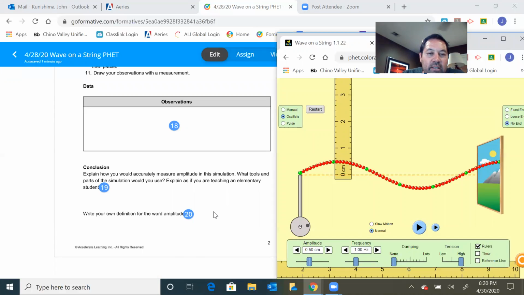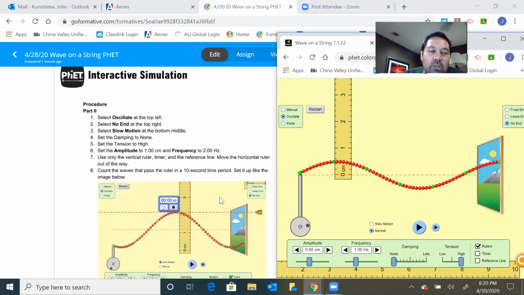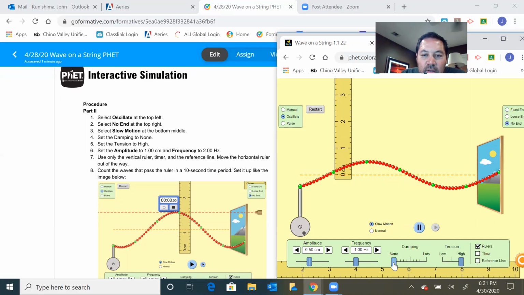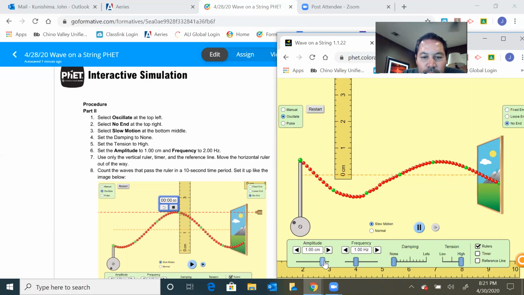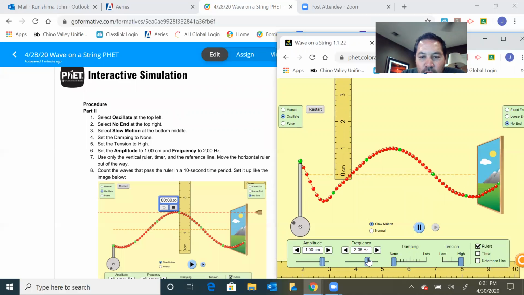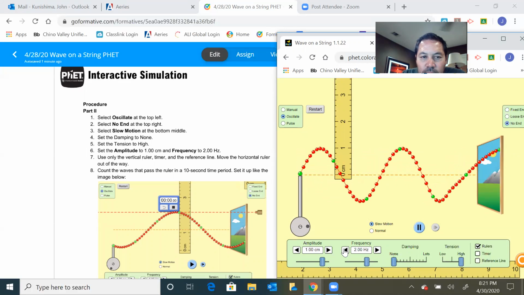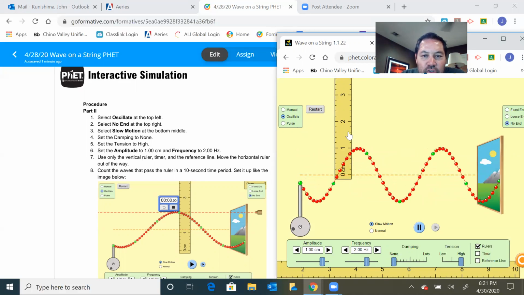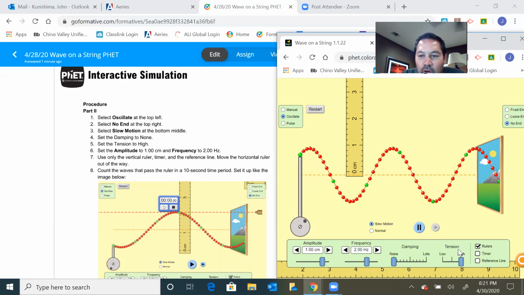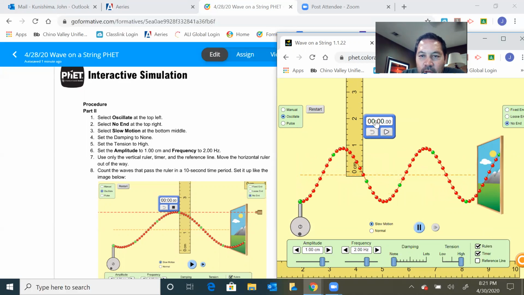Go ahead and answer question number 19, explaining the simulation, and then define the word amplitude. Since I've already kind of explained how to do this, I think I'm gonna have the same thing, but this time, let me go ahead and do this. So oscillate, no end, slow motion, damping no, tension high, amplitude is 1.0, frequency is 2.0. This time we're using a vertical measurement. I'm going to put that right there. And then we're also going to use the timer, and I'm going to put it right here.